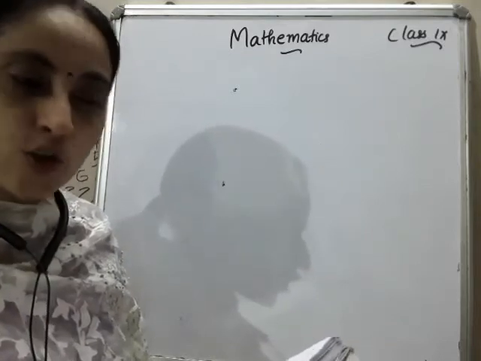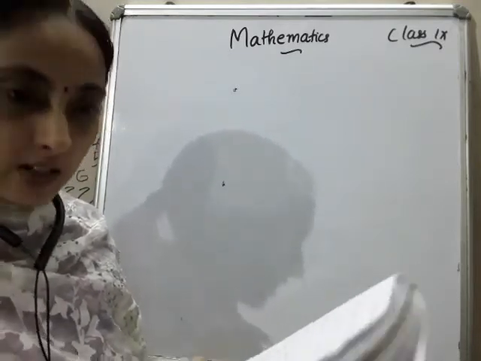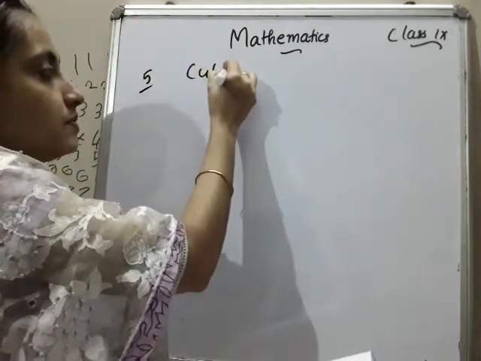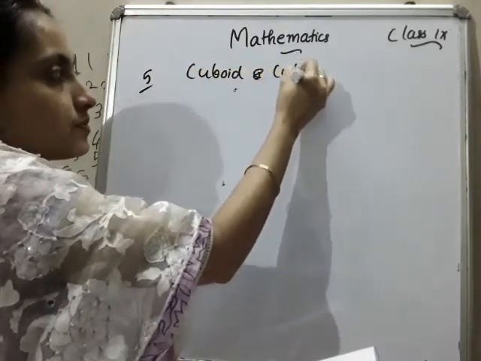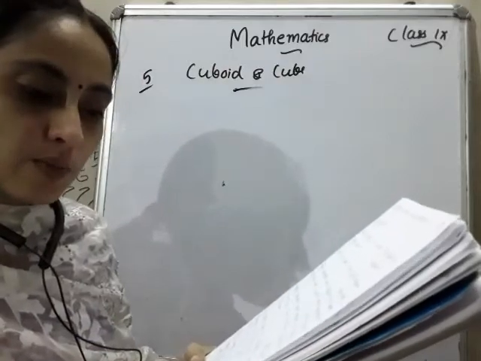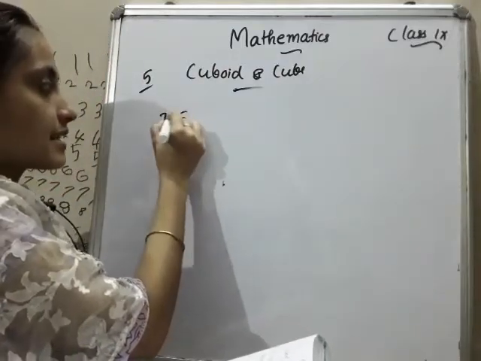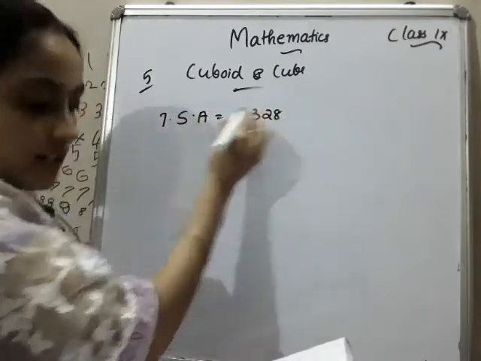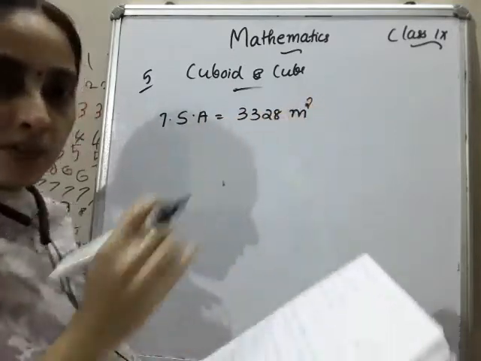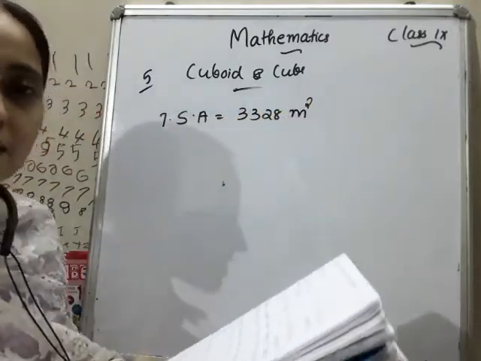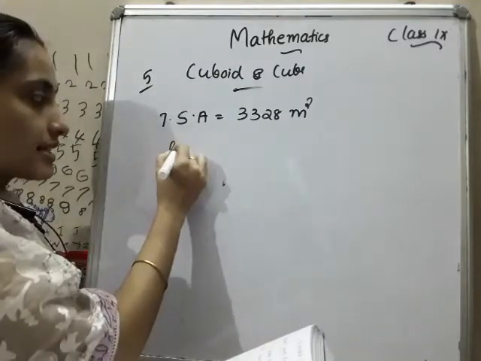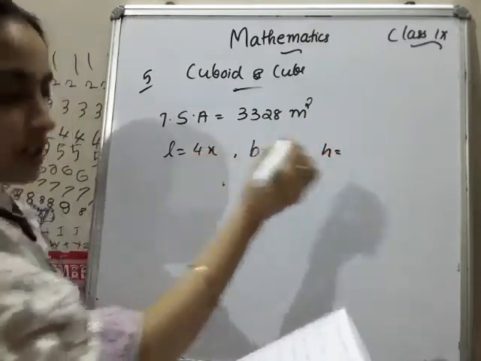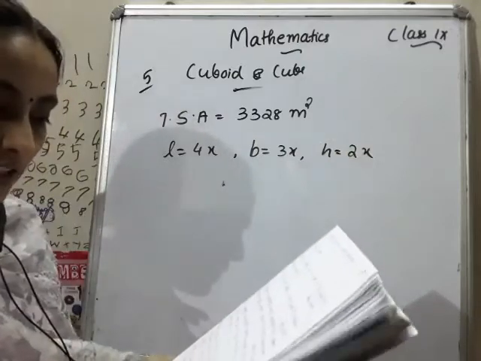Surface area and volumes, cuboid and cube. That is our first part. Question number 5. The surface area of a cuboid, given as TSA, total surface area, is given as 3328 meter square. And its dimensions are in the ratio. Dimensions means what? Length, breadth and height. So length is given as 4x, breadth is given as 3x and height is given as 2x. Then we want to find the sides.